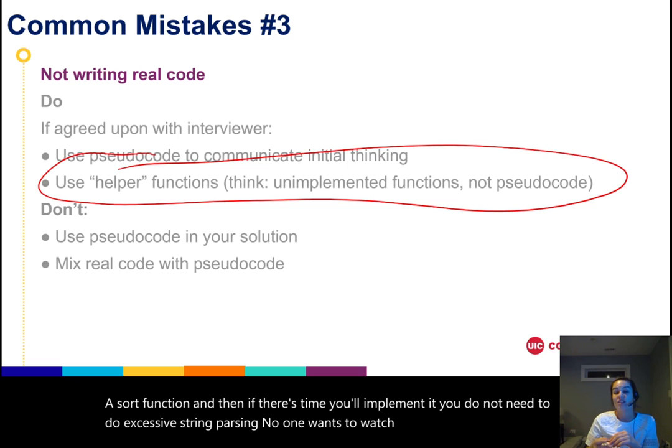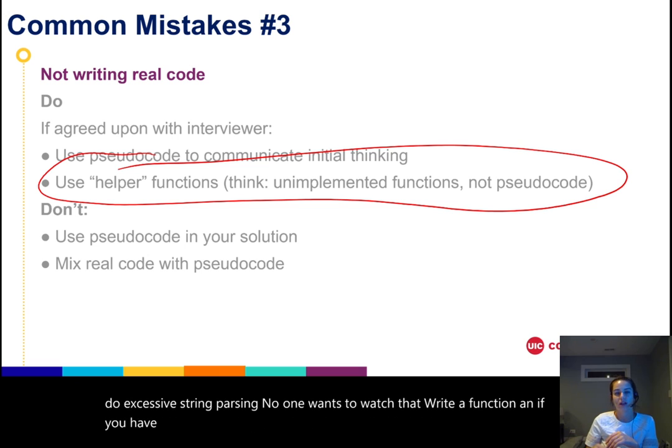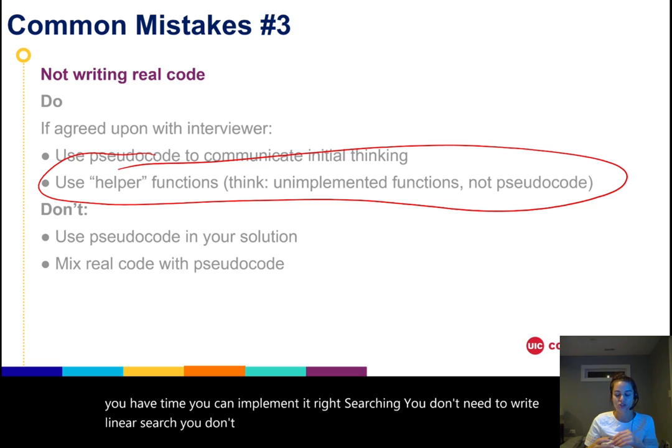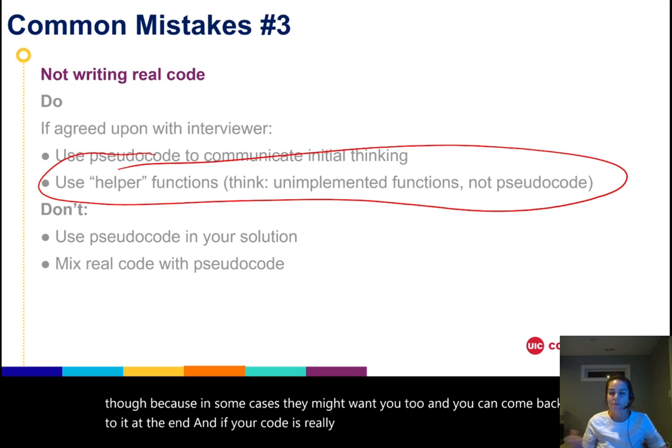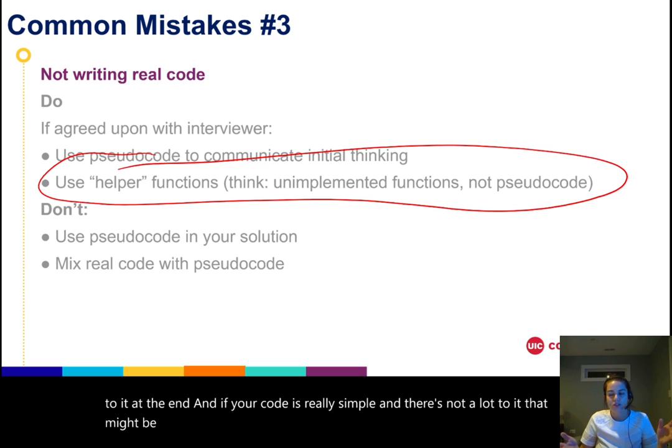Write a function, and if you have time you can implement it. Searching: you don't need to write linear search. You don't need to write binary search. Now, ask the interviewer though, because in some cases they might want you to, and you can come back to it at the end. And if your code is really simple and there's not a lot to it, that might be exactly what they want you to write, and that's okay too.